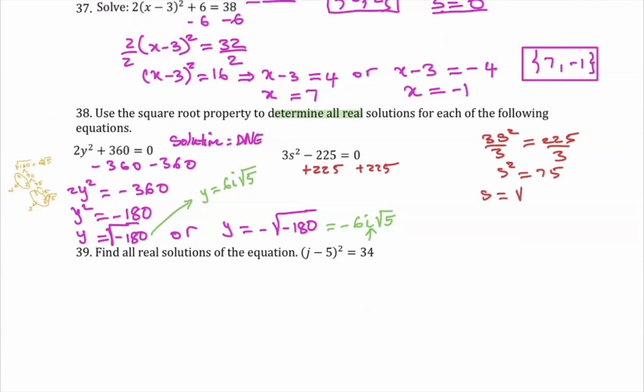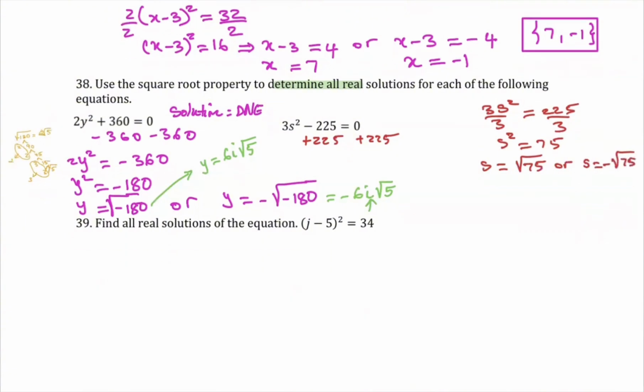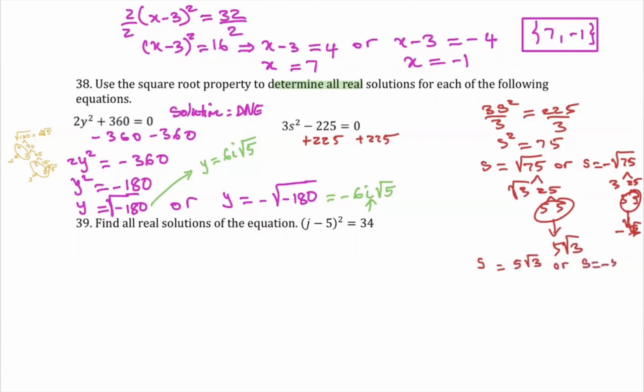s equals square root of 75, or s equals negative square root of 75. Now, 75 can be factored as 3 times 25, so the 5 goes out. Same thing here. So that is 5 square root of 3, and this one will be negative 5 square root of 3. So s equals 5 square root of 3, or s equals negative 5 square root of 3. So your solution set becomes 5 square root of 3, negative 5 square root of 3.